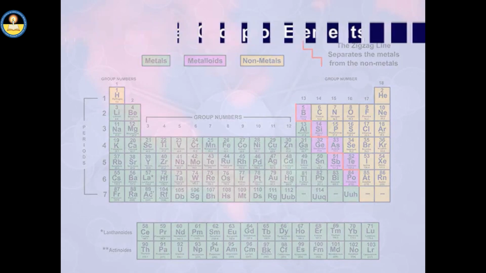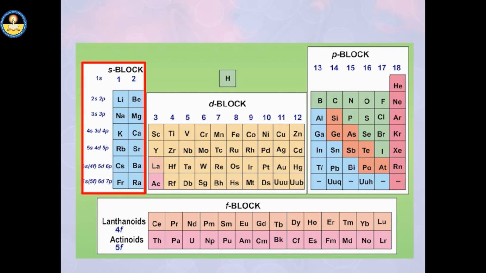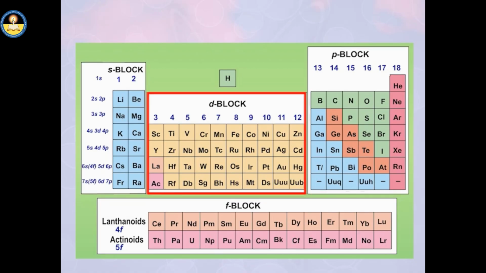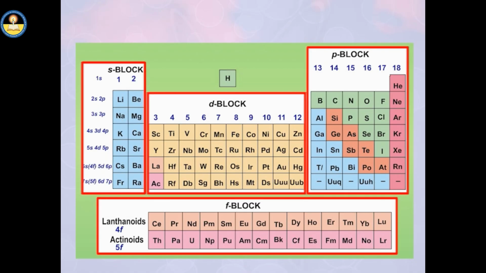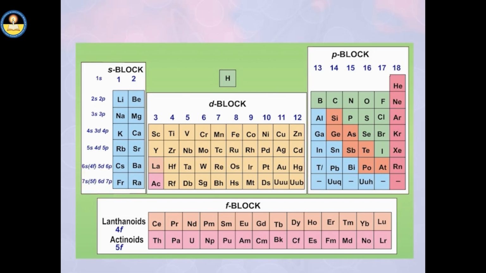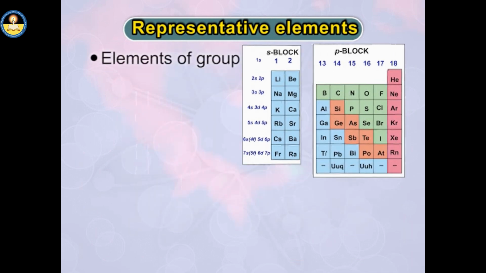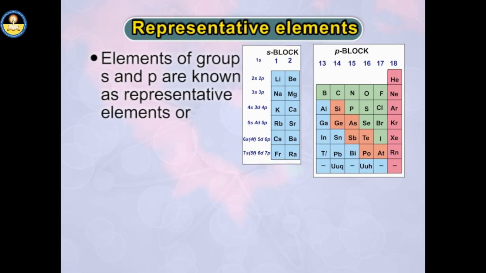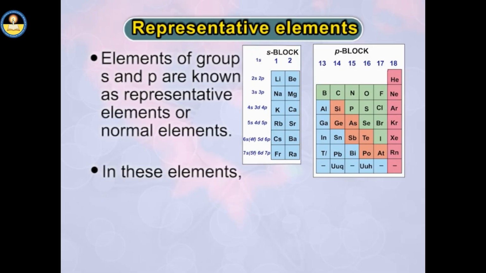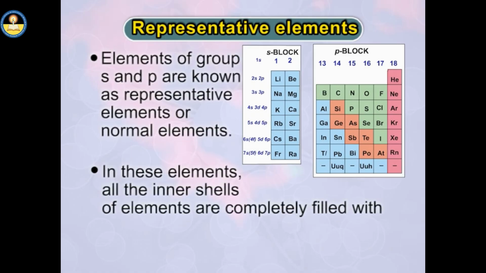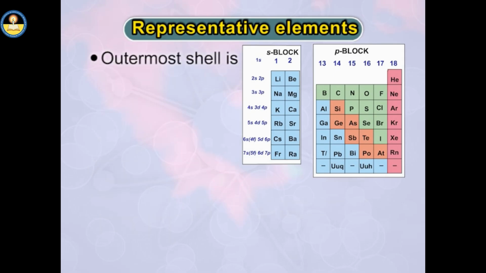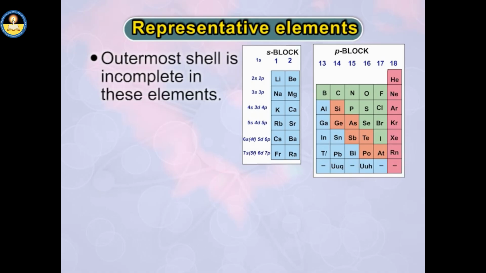General groups of elements. In addition to the four blocks, the elements are also placed in the periodic table in four general categories. Representative elements: elements of groups s and p are known as representative elements or normal elements. In these elements, all the inner shells are completely filled with electrons. The outermost shell is incomplete in these elements.